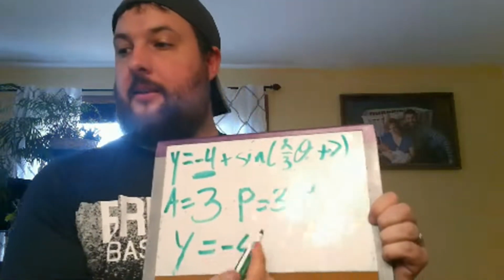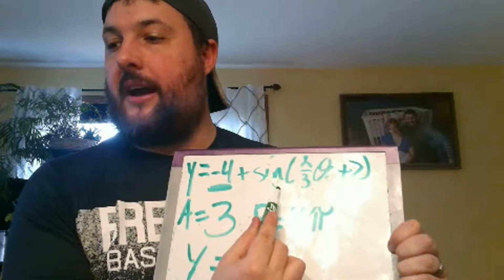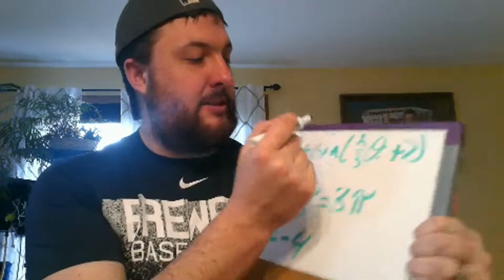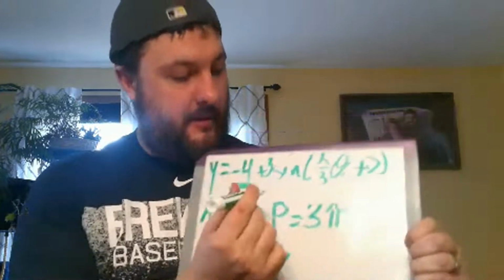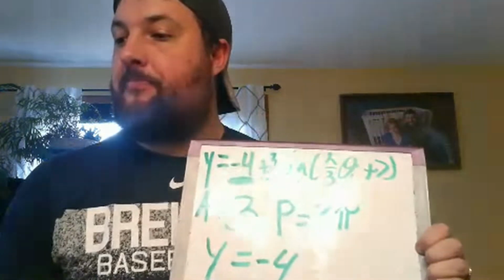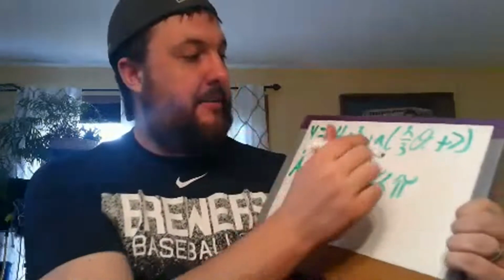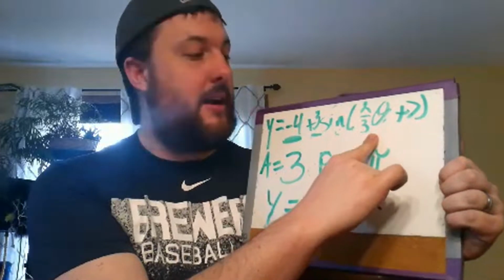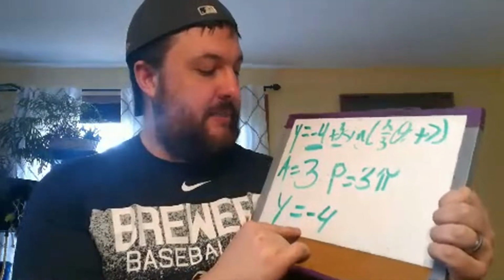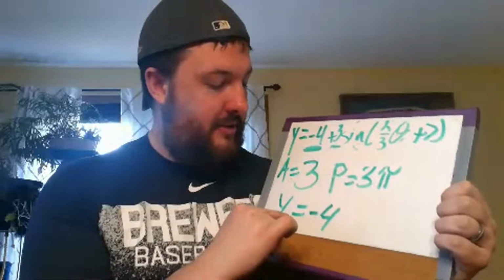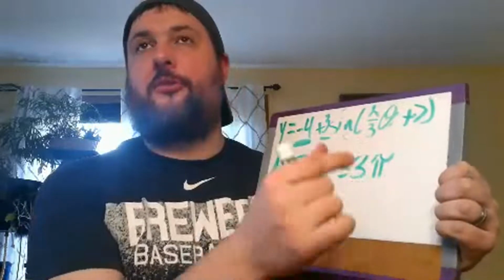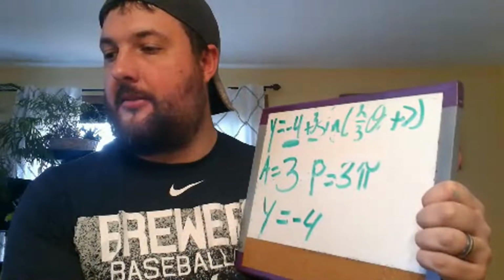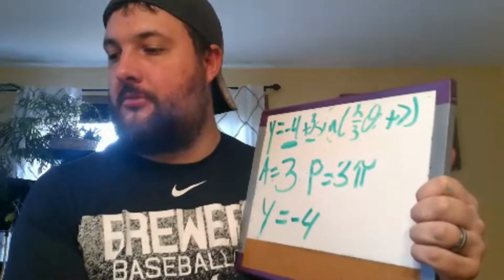So whether it's sine or cosine, you do the same stuff. The amplitude is what's being, forgot the 3. The amplitude is what's being multiplied, right? The period, you take 2 pi divided by what's being multiplied inside the parentheses, right? And then the equation for the midline is y equals what's being added or subtracted outside the parentheses. All right, those are the 3. That's how you do those.